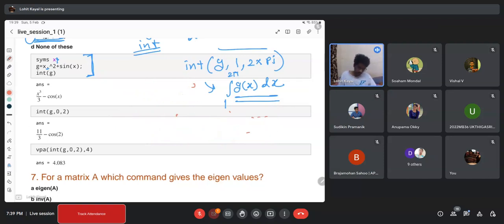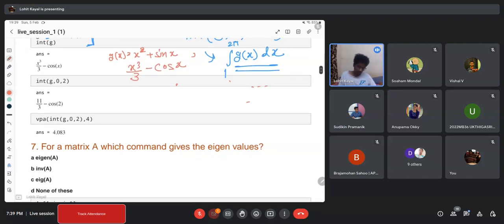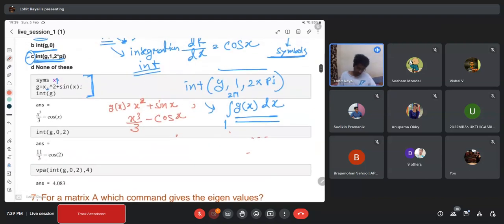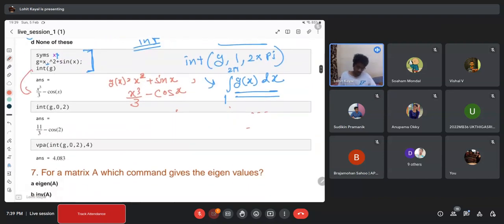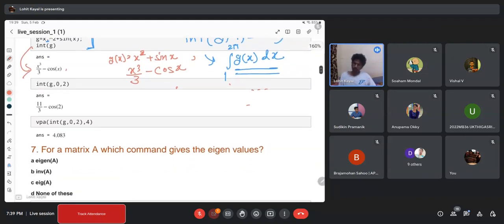So if g is x dot square plus sine x, the int of g, so my function in mathematics, not in MATLAB language, is g(x) equal to x square plus sine x. What will be the integration of it? It will be x cubed by 3 minus cosine x. And you can see that MATLAB in the symbolic computation is giving you exactly the same thing, x cubed by 3 minus cosine of x. So this is indefinite integration.